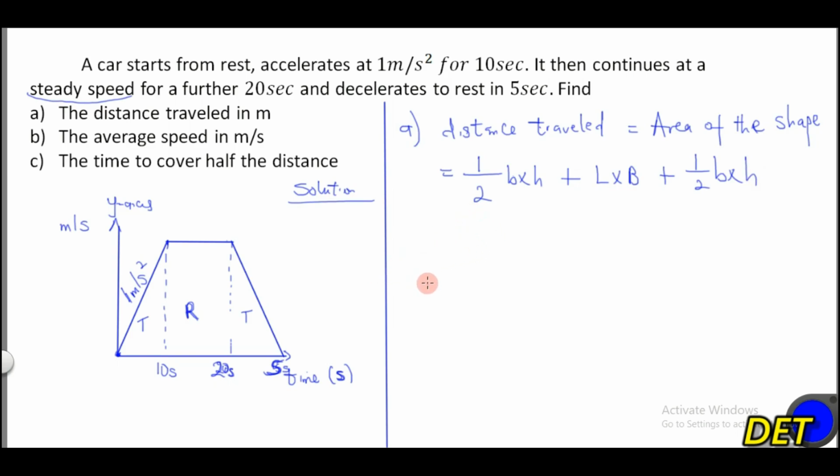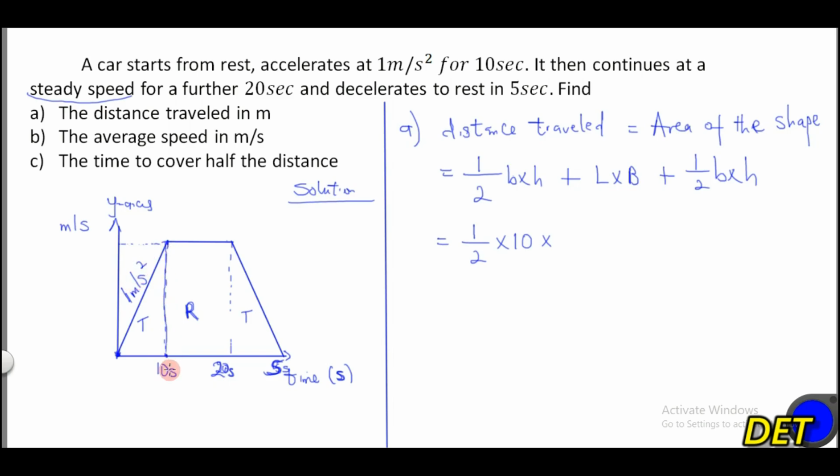So having done that, the next thing I will do is to put in values, right? So this is 1 all over 2 times, what is my base here? My base here is 10 seconds, because from here to here is 10 seconds, right? So that will be half times 10 times height. My height, this is not my height, this is the slope, right? My height will be here, from here to here. This is the height of this triangle.